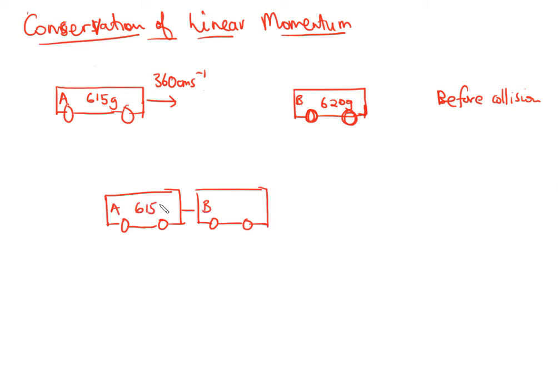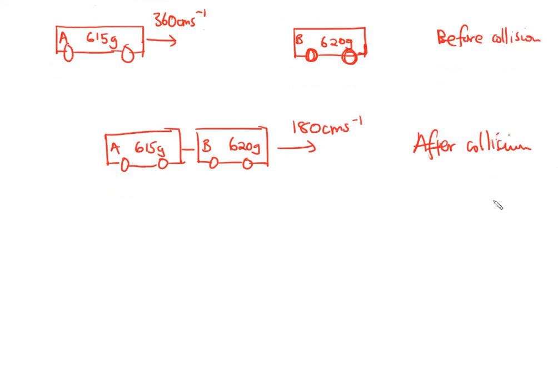This is 615 grams, this is 620 grams. So they've coalesced like that, and they move off at a speed of 180 centimeters per second, like this. And we are going to call this situation after collision. Cool. So let's do a bit of calculations.